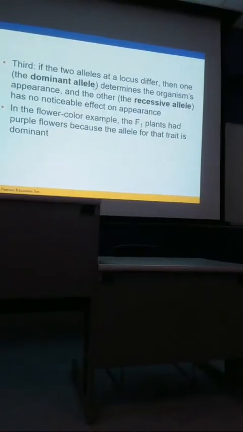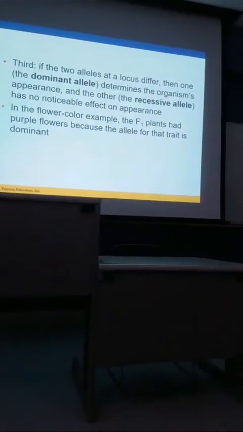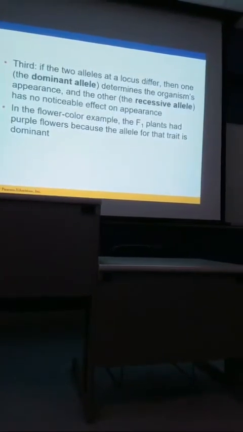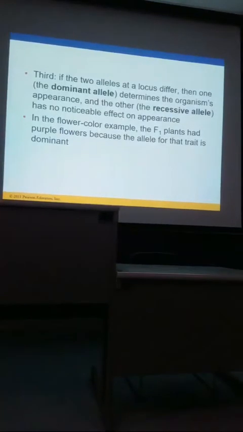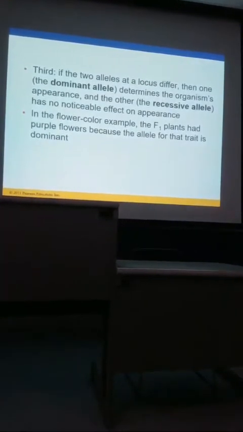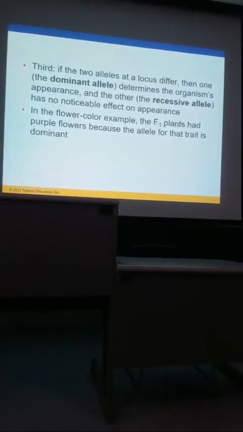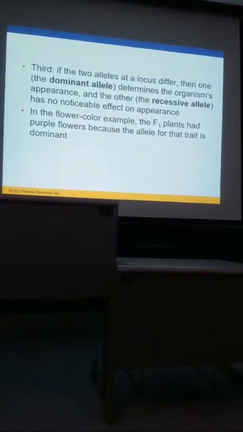The one that shows up, the trait that actually you can look at and see, is called the dominant allele. The one that is there but does not show up is said to be the recessive allele. This is in the case of true dominance. Everything is not true dominance, as we will see. In the flower color example, the F1 plants had purple flowers because they had an allele that was dominant, purple, but they still carried the white allele.